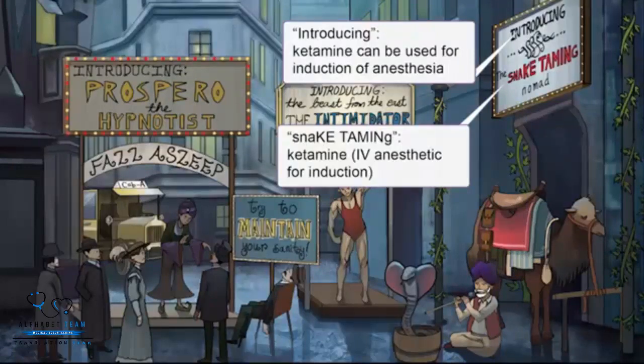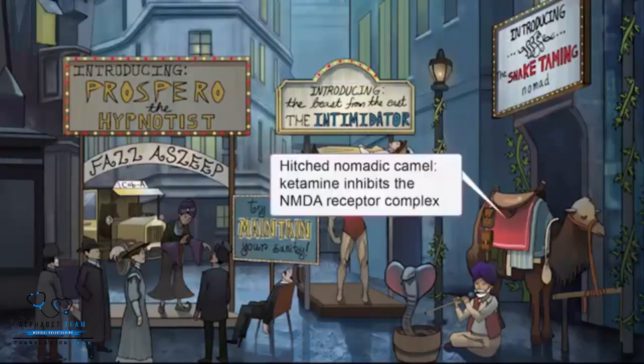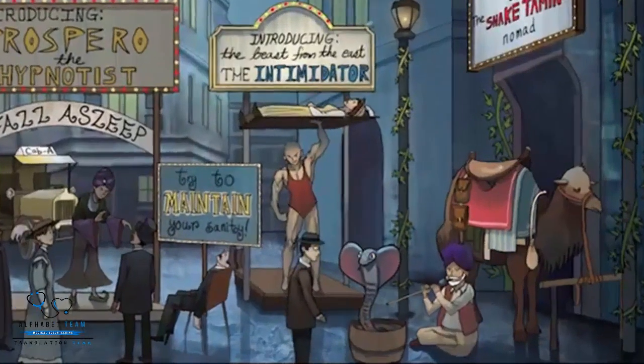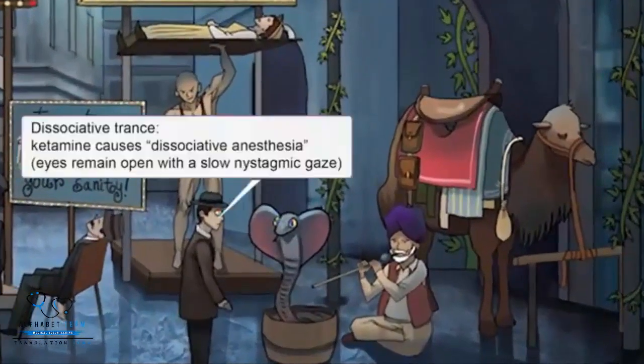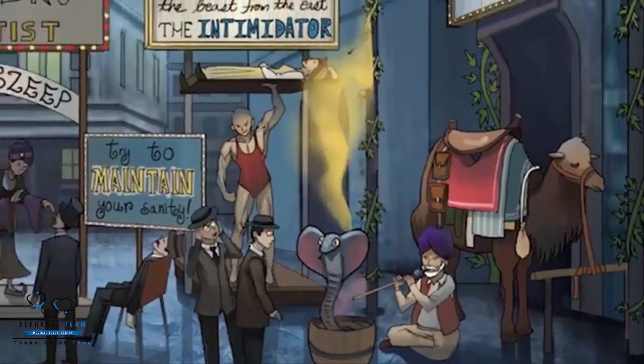The mechanism of action of ketamine is complex, but the major effect is probably produced through the inhibition of the NMDA receptor complex. Inhibition specifically is illustrated by this nomad's camel hitched, or inhibited, if you will, to the post next to him. The characteristic state observed after induction dose of ketamine is known as dissociative anesthesia, during which a patient's eyes will remain open with a slow, nystagmic gaze, much like the dissociative trance induced by the gaze of the ketamine king cobra.